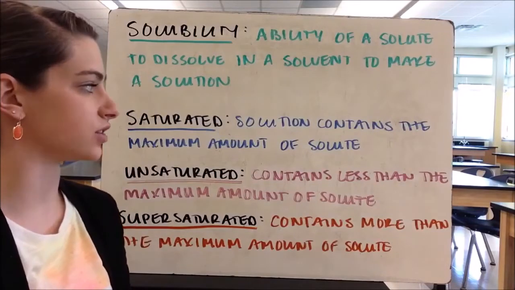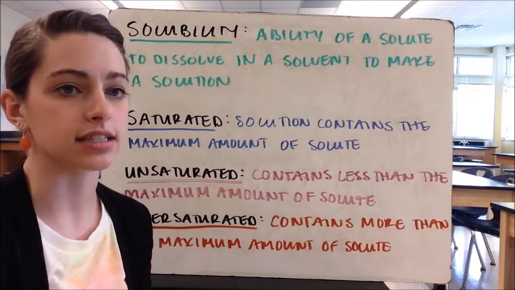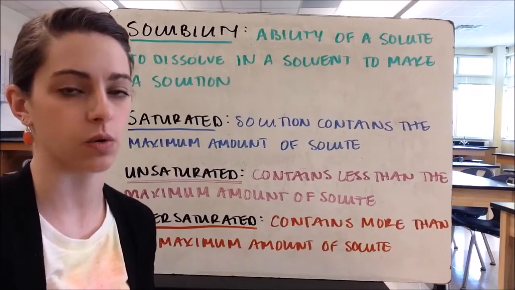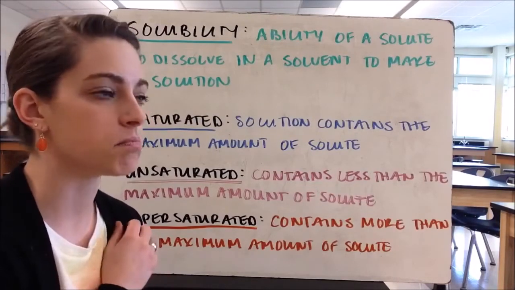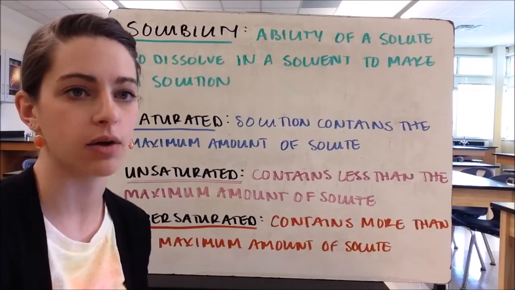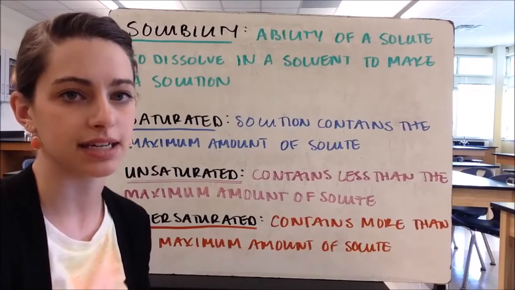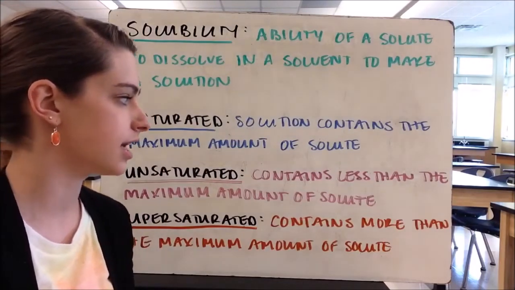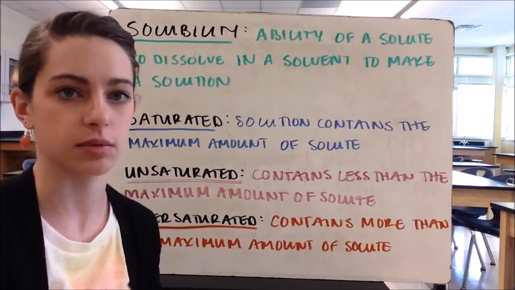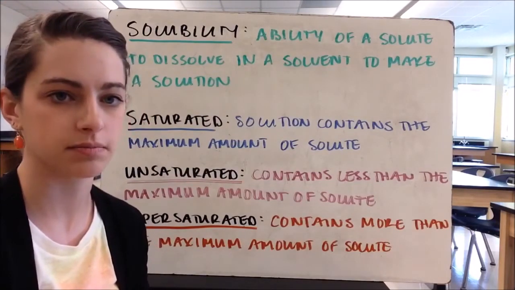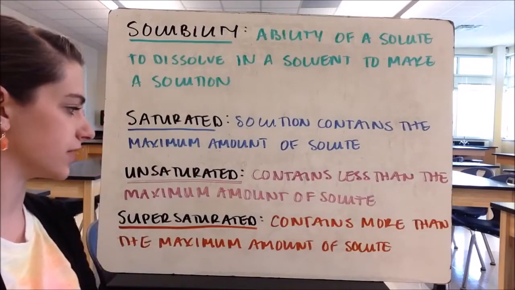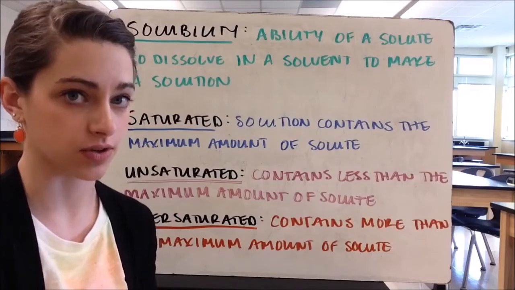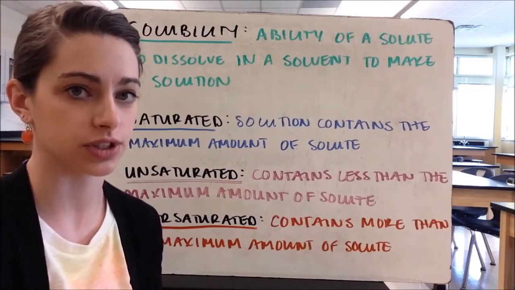The first is a saturated solution. That means that the solution has the maximum amount of solute that it can possibly hold. So you've dissolved as much as that amount of solvent can possibly hold for the solute. An unsaturated solution means that it contains less than the maximum, so you just haven't hit that maximum point yet. And then a supersaturated solution contains more than the maximum amount of solute in that particular amount of solution.